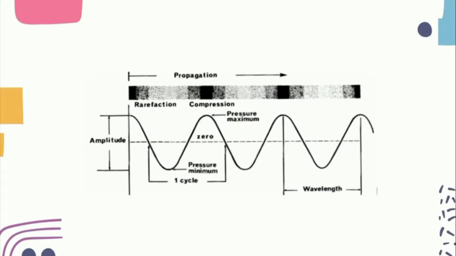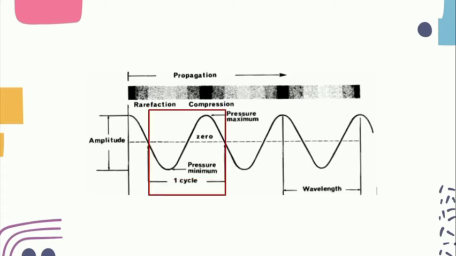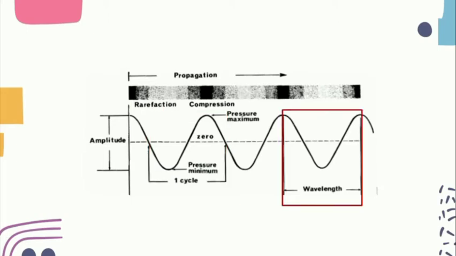Sinusoidal sound wave is actually a series of areas of compression and rarefaction. Sine wave with the peak representing pressure maximum and valley representing pressure minimum. The combination of one compression and one rarefaction represent one cycle. The distance between the two of the peaks or valley is called as wavelength.